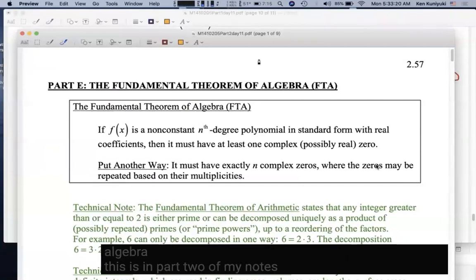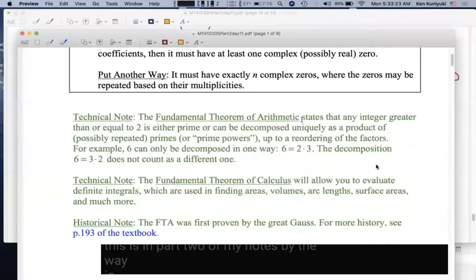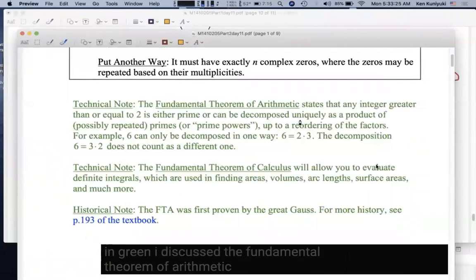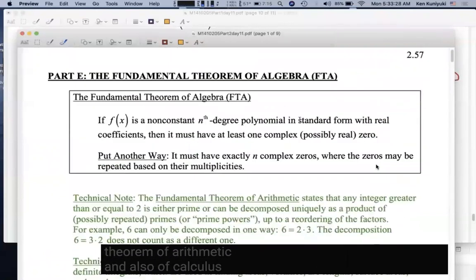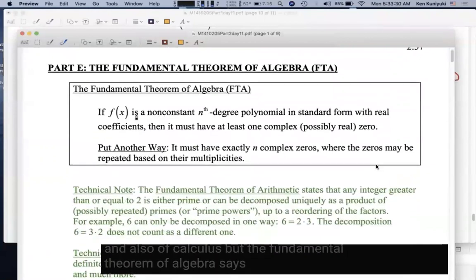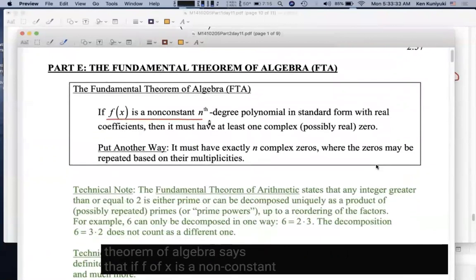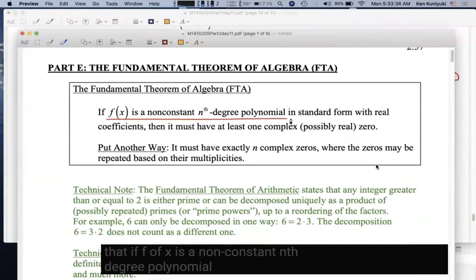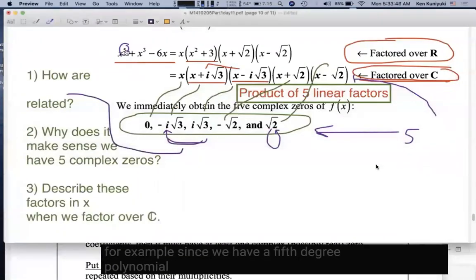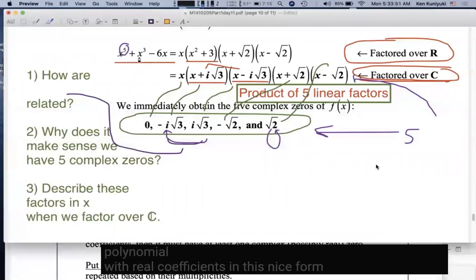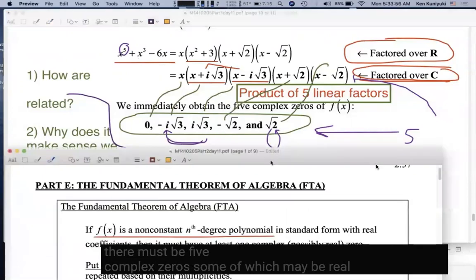This is in part 2 of my notes. By the way, in green, I discussed the fundamental theorem of arithmetic and also of calculus. But the fundamental theorem of algebra says that if f of x is a non-constant nth degree polynomial, etc., in descending powers with real coefficients, then it must have exactly n complex zeros. So, for example, since we have a 5th degree polynomial with real coefficients in this nice form, there must be 5 complex zeros, some of which may be real.